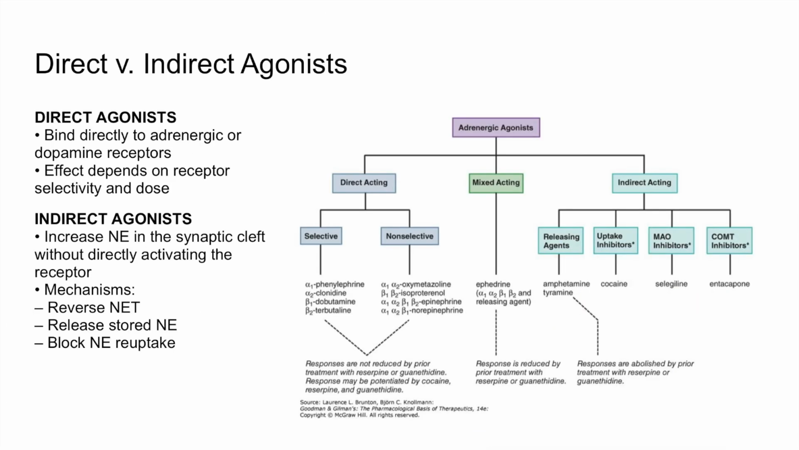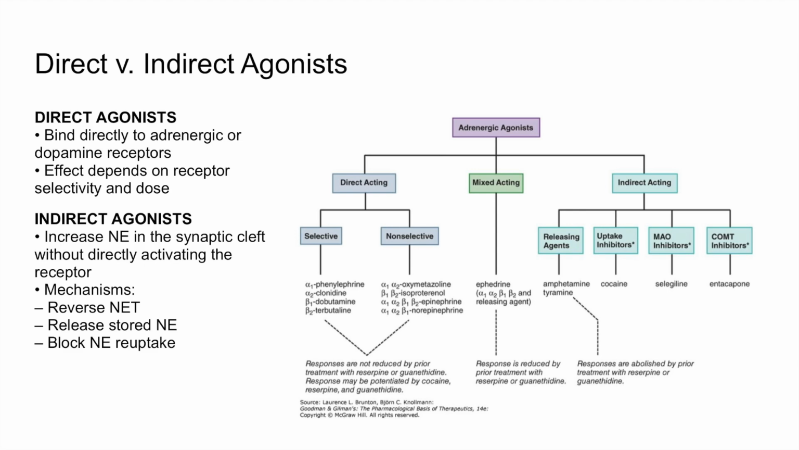All right, so let's get into direct and indirect adrenergic agonists. Direct agonists bind the adrenergic or dopamine receptors themselves, so their effects are determined mainly by receptor selectivity and dose. So phenylephrine directly activates alpha-1 receptors, while dobutamine primarily stimulates beta-1 receptors.